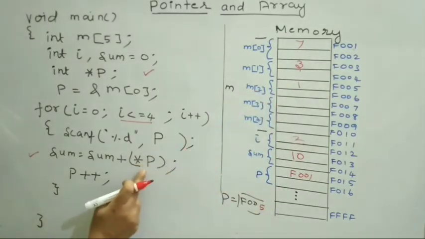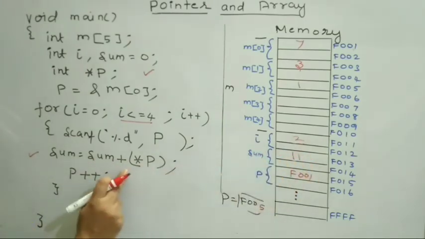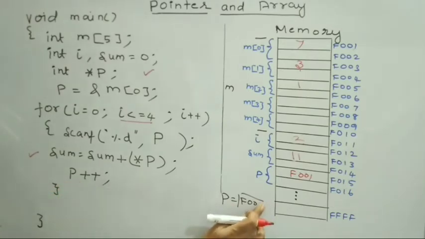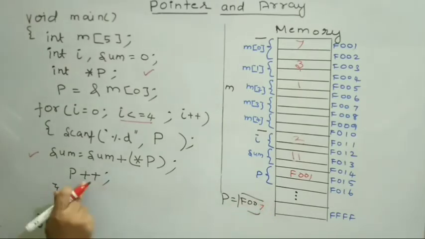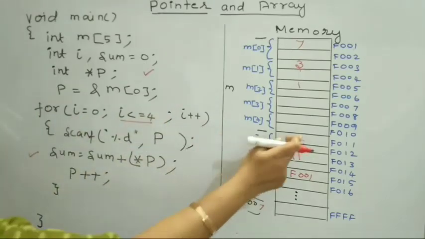Content of this memory address is 1. 1 is added to sum. Now sum becomes 11. Okay. And then next, increment the value of p. Now p is incremented to be F007. Again, if I jump back, it will increment the value of I by 1.